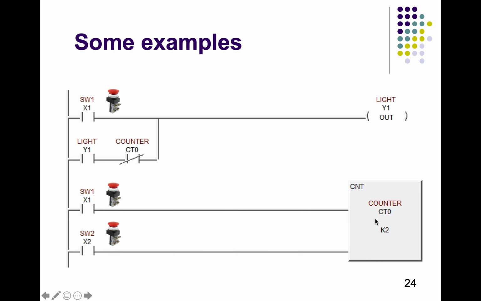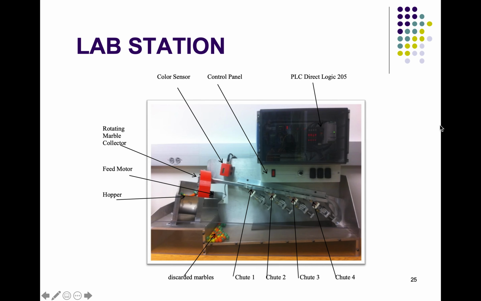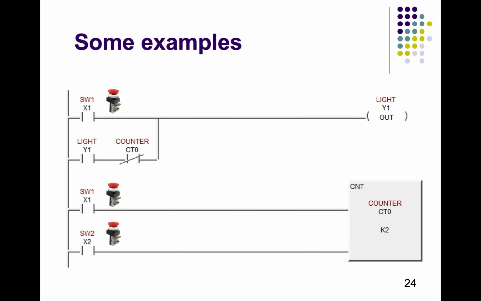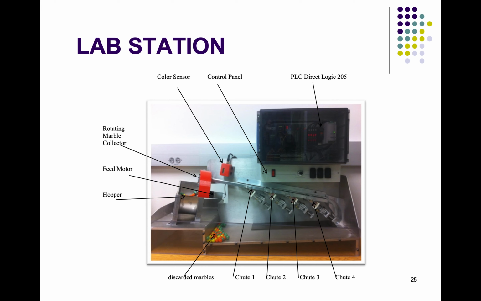So here we are using a counter. Whenever we press the switch one time, counter 0 becomes 1. Whenever we press it a second time, this becomes 2. That means CT0 is getting activated and the light will get unlatched. So that's all about programming.